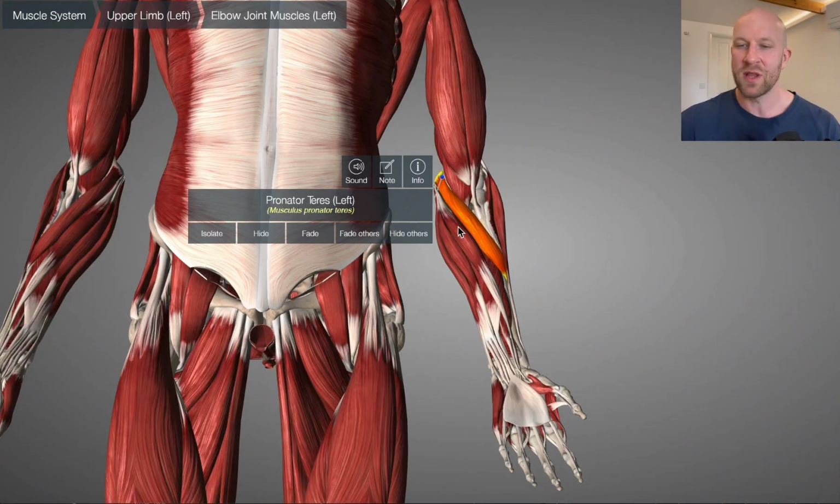No prizes for guessing what that muscle does. It pronates the wrist. And you can see as the insertion moves closer to origin, of course, it's going to rotate the arm that way, which is pronation. Pass. Fail. Flexor carpi radialis.